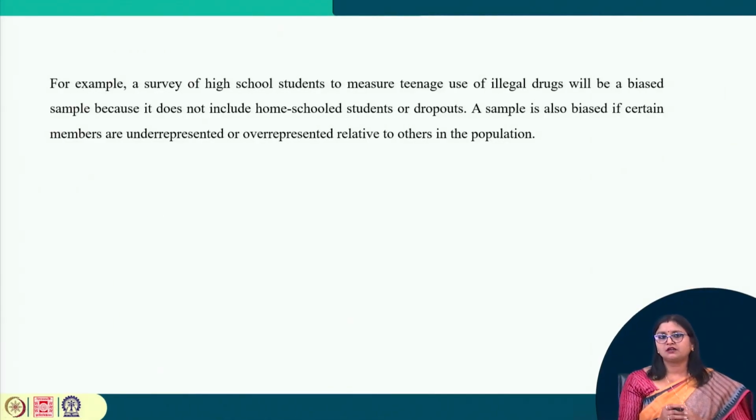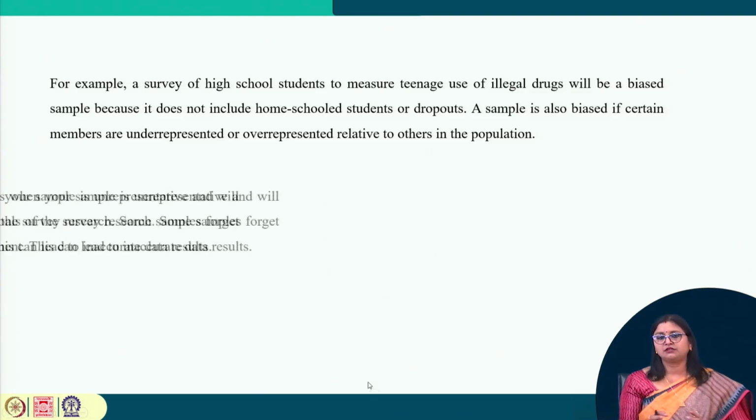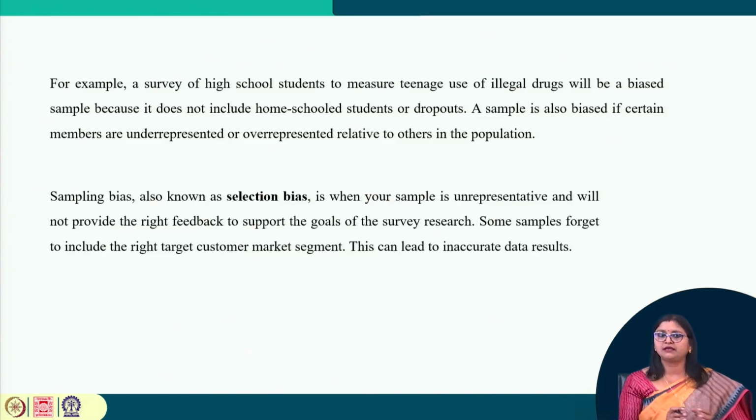For example, a survey of high school students to measure teenage use of illegal drugs will be a biased sample because it does not include the home-schooled students or dropouts. A sample is also biased if certain members are underrepresented or overrepresented relative to the others in the population. This sampling bias is also known as selection bias. It is when your sample is unrepresentative and will not provide the right feedback to support the goals of the survey research. So, that is selection bias.